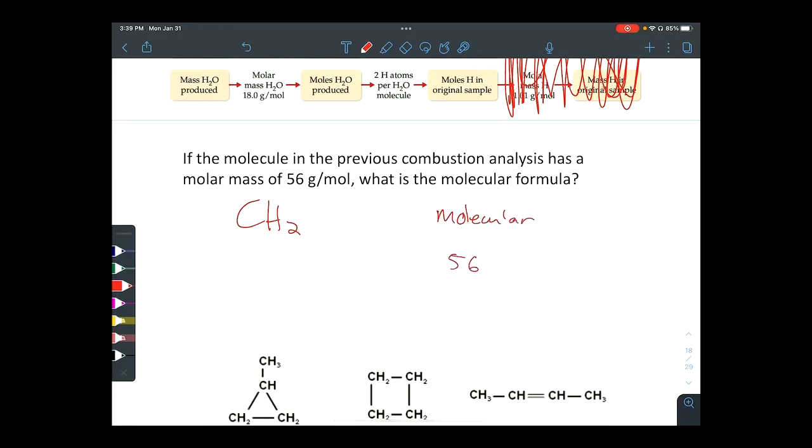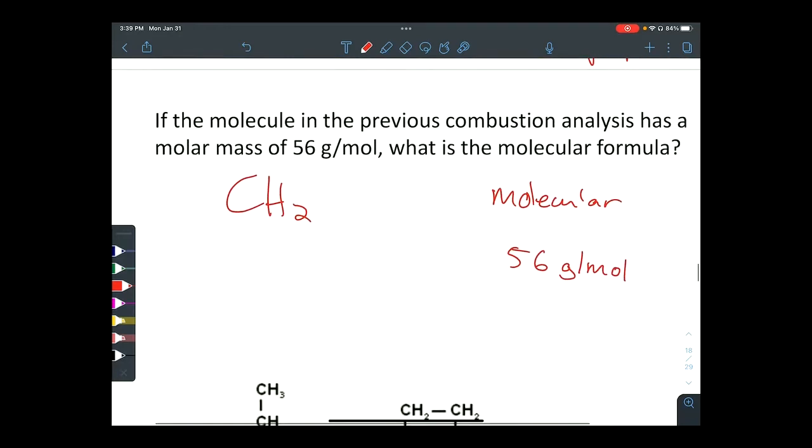So the target mass is 56 grams per mole. How much does CH2 weigh? About 14 grams per mole. And so you can ask yourself, what do I need to scale up by? Or you can just do 56 over 14, and what is the multiplier? 4.